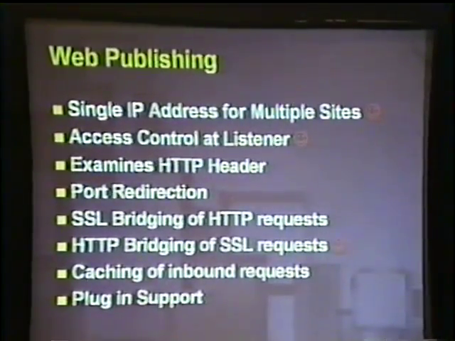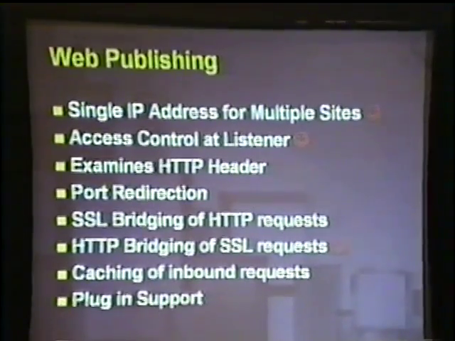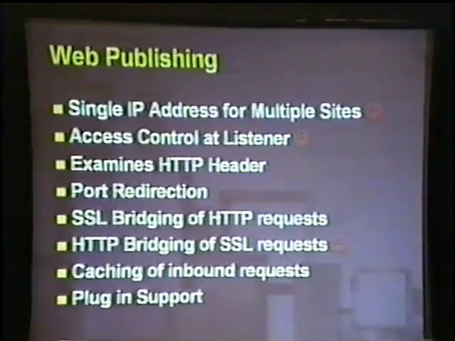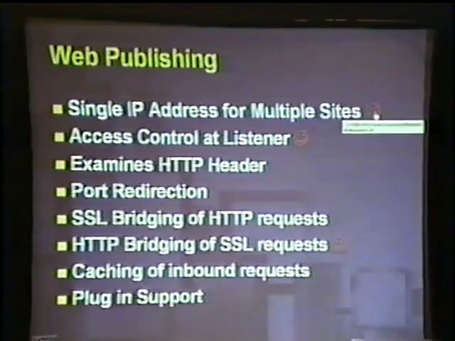So let's say you've got 10 servers, you've got 10 web servers on your internal network, but you only have one IP address, one public IP address that's been assigned to your organization. Well, you can make all 10 of those web servers on your internal network available to internet users by using web publishing rules. Very, very nice, and it's done via what's known as the external incoming web request listener.